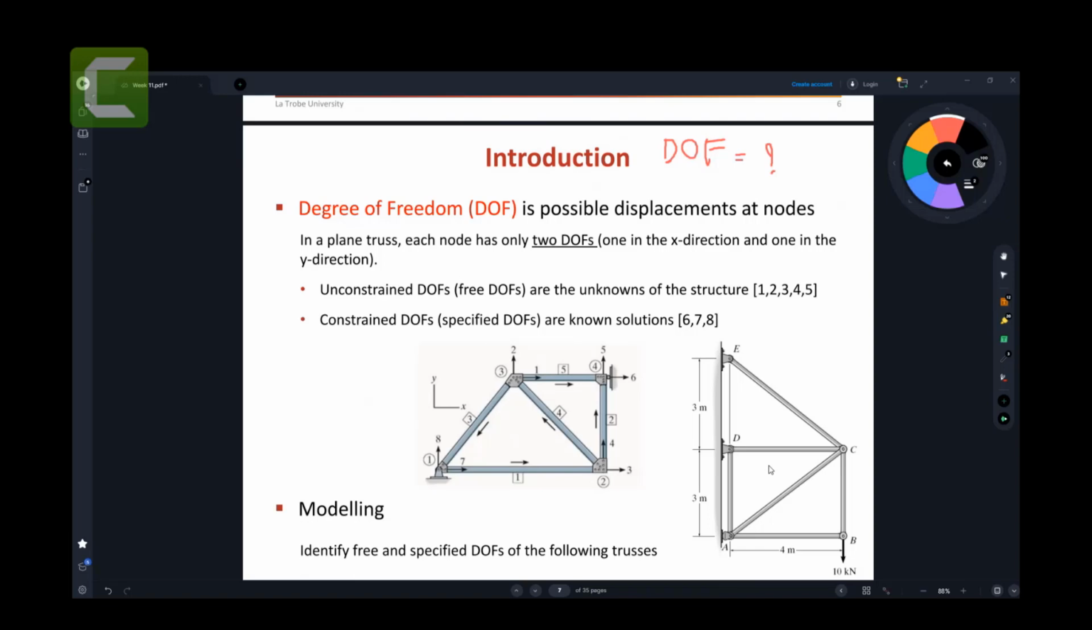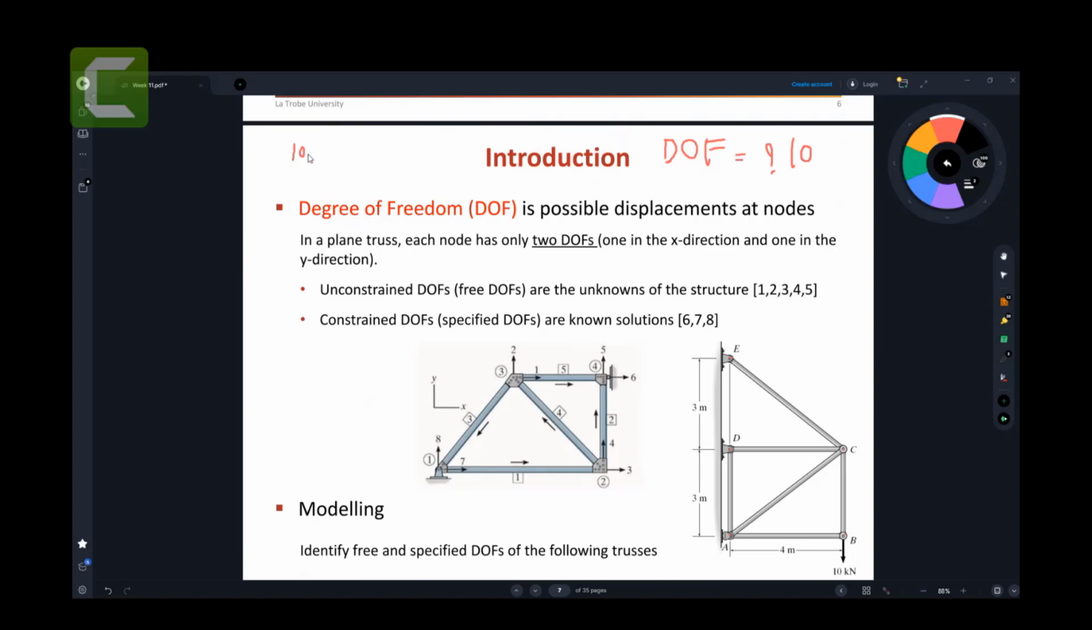10? Yep. Someone said 8, 10, 10, 10. No one said 8. Yep, I think the majority is 10. So let me put this here: you have 2 here, 4, 6, 7, 8, and 10. There are a total of 5 nodes, and each node has 2, so 10 is correct. So everyone with me, there are 10 degrees of freedom.